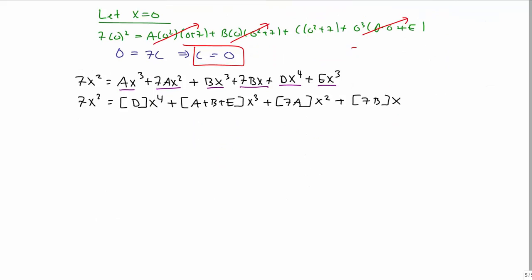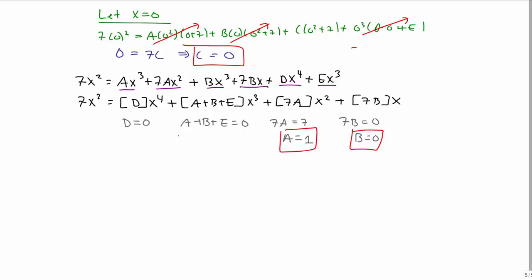So when I equate my coefficients, if you notice I don't have an x to the fourth over here, so d would equal 0 right away, because there's a 0x to the fourth over here. Now over here I have a plus b plus e would equal 0, because there's no x cubed over here on this side. 7a is equal to 7, because I have a coefficient of 7 over here. And then 7b is equal to 0, because I don't have a linear, just an x term over here. So solving, it looks like b equals 0. So there's a nice solution. And again, the more things that are zeros, the better. Here, a is equal to 1.